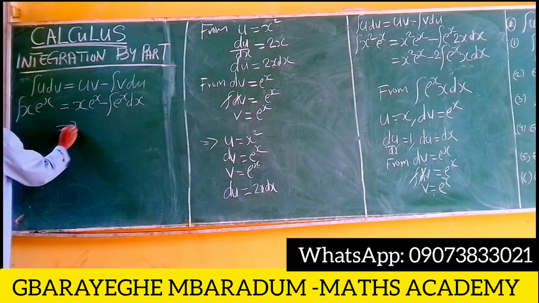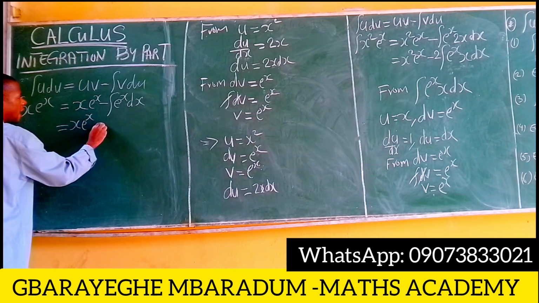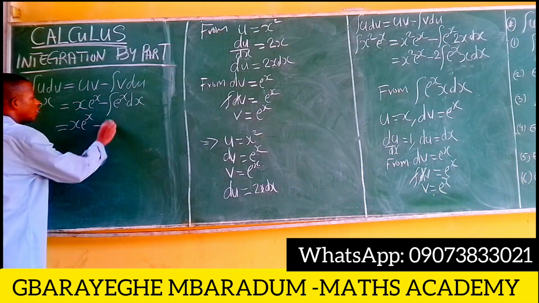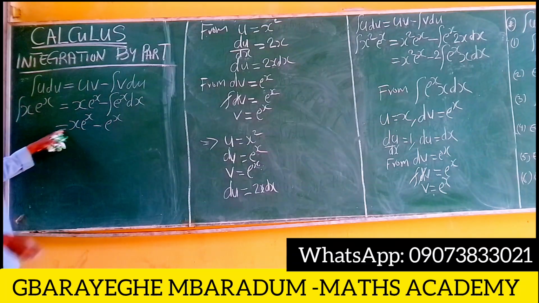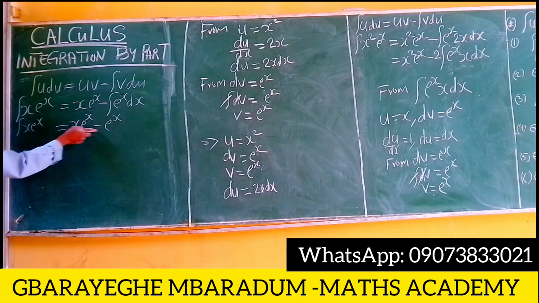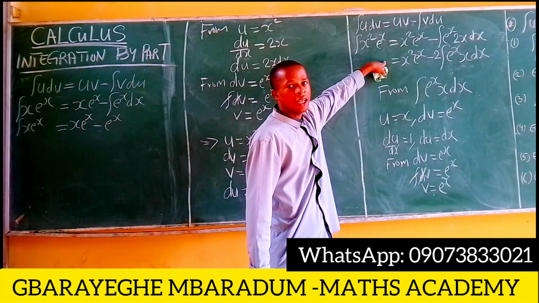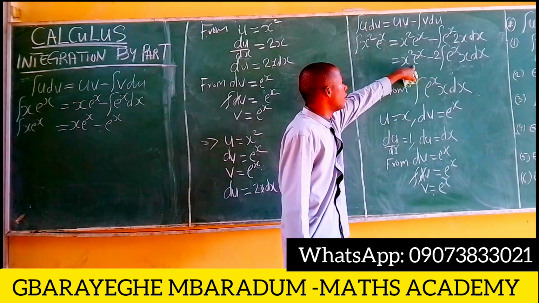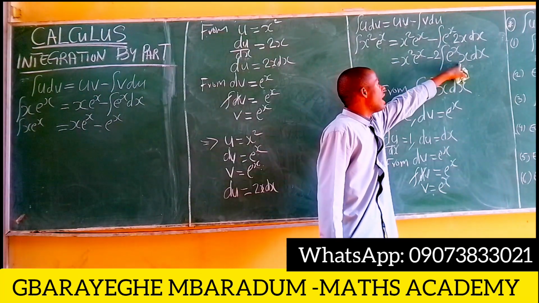Now this becomes exponential x times exponential x minus, if you integrate exponential x, then we will have exponential x, right? Now we are getting this integral of x exponential x. So we come back to the first integration by parts we made here, which is x squared exponential x minus 2 times the integral of x exponential x dx.